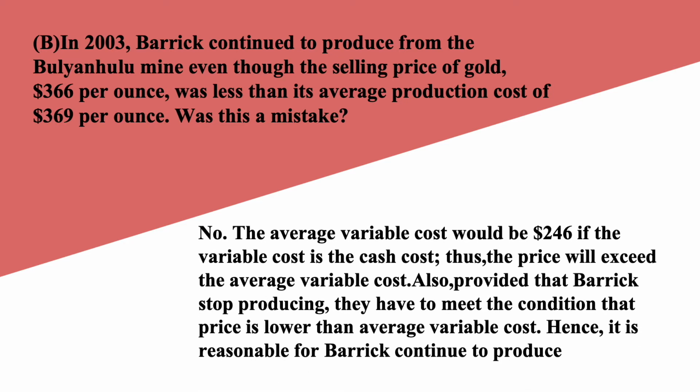No. We consider that the average variable cost would be 246 if the variable cost is the cash cost. Thus, the price will exceed the average variable cost. Also, Barrick would stop producing only if the price is lower than average variable cost. Hence, it is reasonable for Barrick to continue to produce.